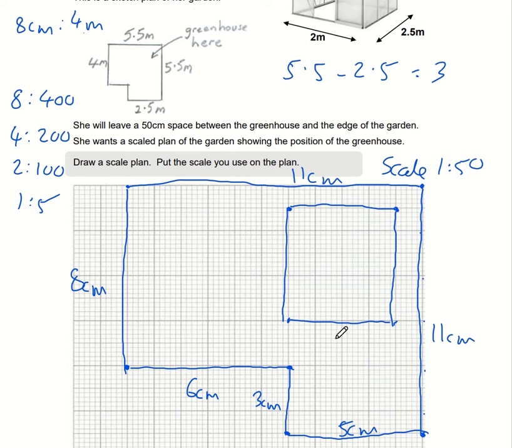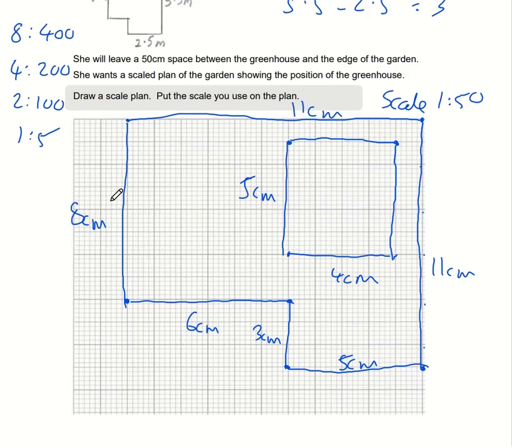So this is the 2 metre side, so that's 4 centimetres, and that is 5 centimetres. So after all that, we are now done, and we have created the gap. So all good. Now let's move on.